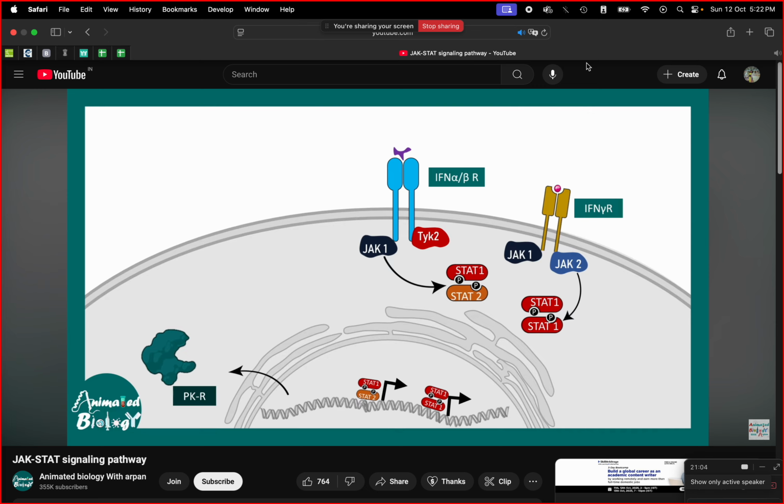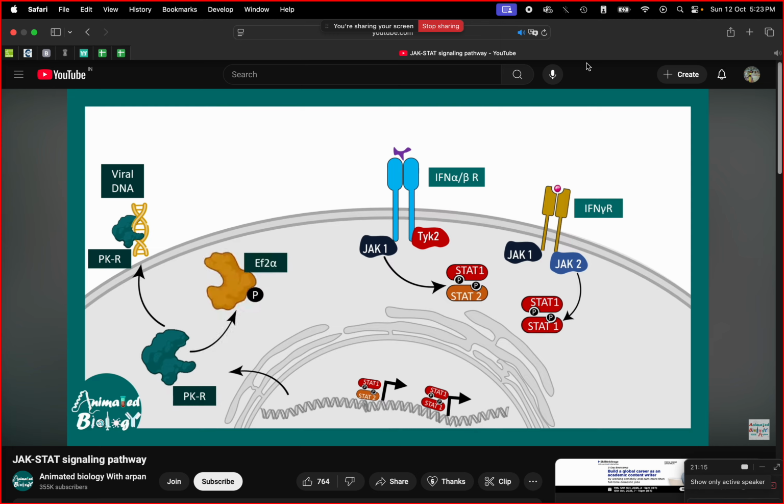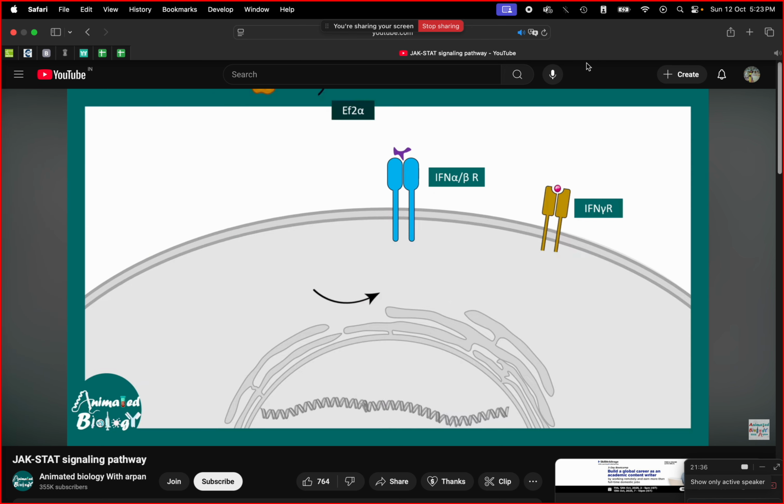First of all, one of the genes that is getting activated is protein kinase R, so ultimately the protein kinase R enzyme is produced. This enzyme interacts with the viral DNA and eventually inhibits its further downstream processes. Also, protein kinase R can phosphorylate elongation factor 2A, which blocks translation. If the viral genes cannot be transcribed or translated, the virus would eventually die. So these are some antiviral responses.